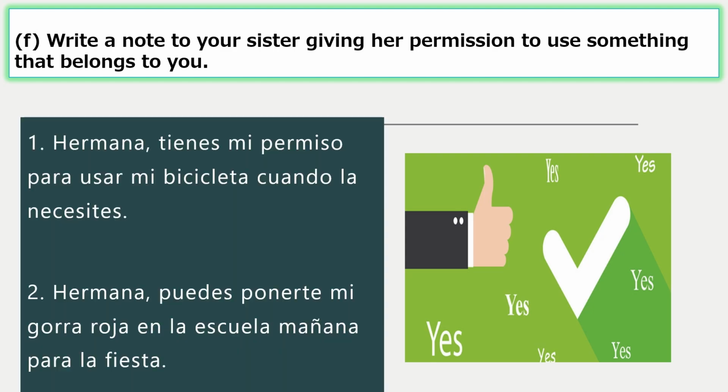So the first one. Hermana, ¿tienes mi permiso para usar mi bicicleta cuando la necesites? So you have my permission to use my bicycle whenever you need it, okay? Second one, hermana, ¿puedes ponerte mi gorra roja en la escuela mañana para la fiesta? So sister, you can wear my red cap to school tomorrow for the party.